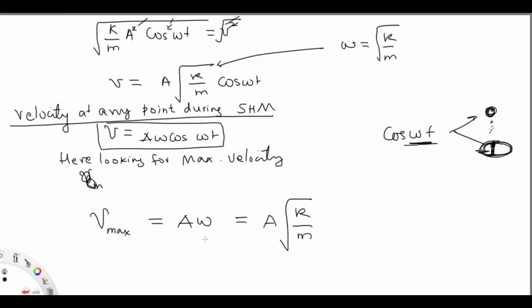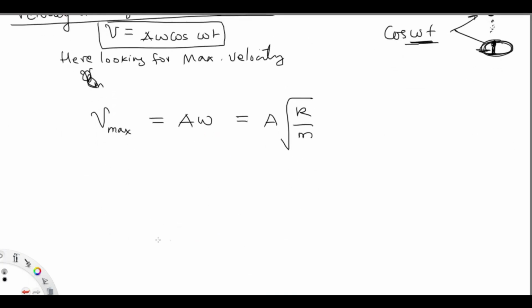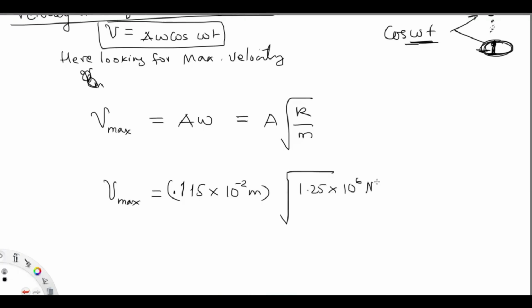So let's plug in the numbers. So v max is, we have A is 1.115 centimeters, and centimeters is 10 to the negative 2 meters, and then square root of the force constant k, which is 1.25 times 10 to the 6 Newton per meter, over mass, which is 75 kilograms. So when you do the math, you get the maximum velocity.